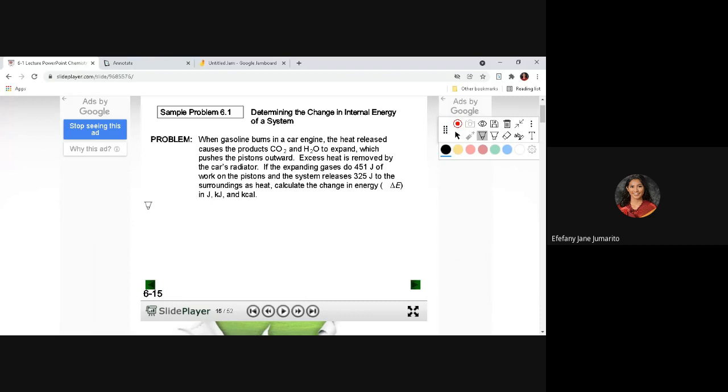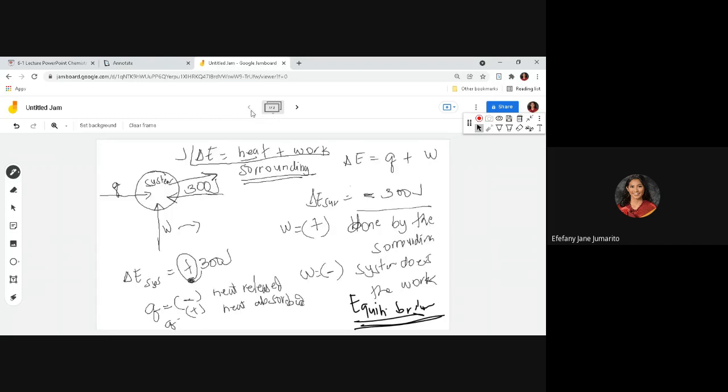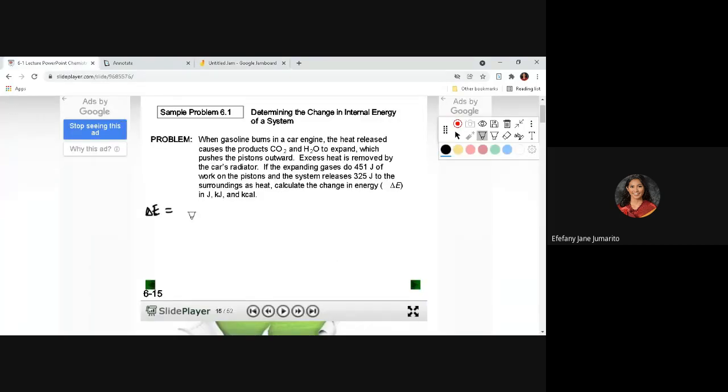So what is asked? Calculate the change in energy, the total internal energy. The change in energy is equal to heat Q plus work W. So our formula is change in E equals Q plus W. So now what is Q?